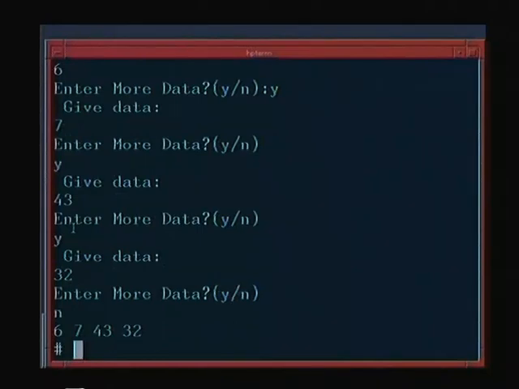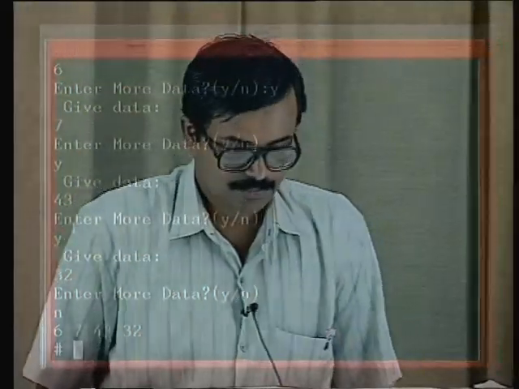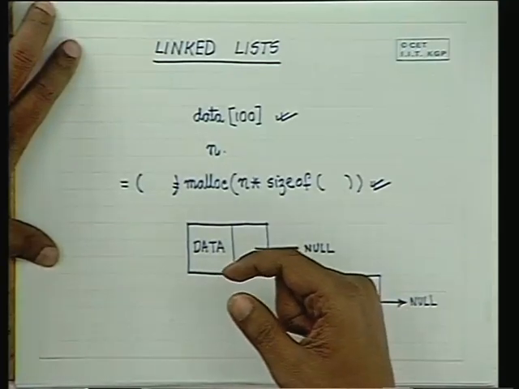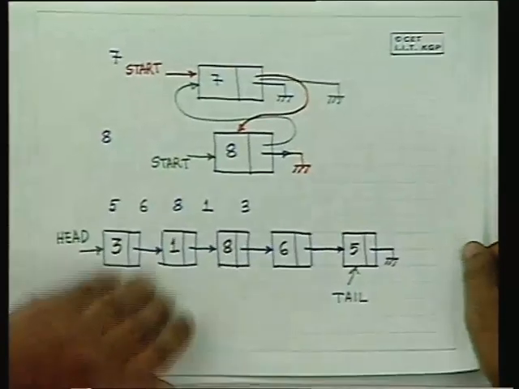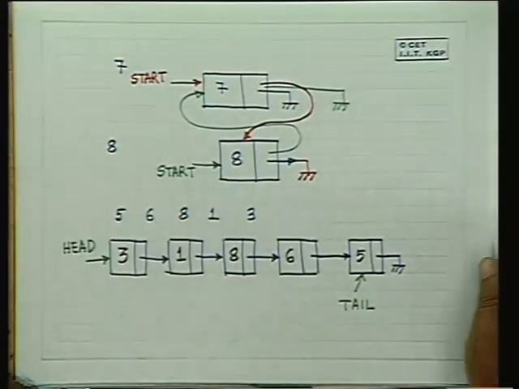So you have given 6, 7, 43 and 32, you will get it in that order. So we have seen exactly how we can form lists. So we have been able to solve our basic problem, which was of reading in data continuously and forming up what is a linked list. So now we are capable of reading in data as and when required.